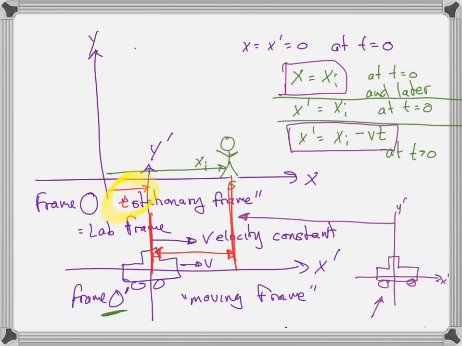In the stationary frame, I said the person wasn't moving, so x equals x initial. In the moving frame, the person is moving relative to the car, actually closer to the car at first and then away, as this equation shows, x initial minus vt. Okay, so this is how we transform variables. If we can measure the position in frame O, then we know the position in frame O prime is the position minus vt.